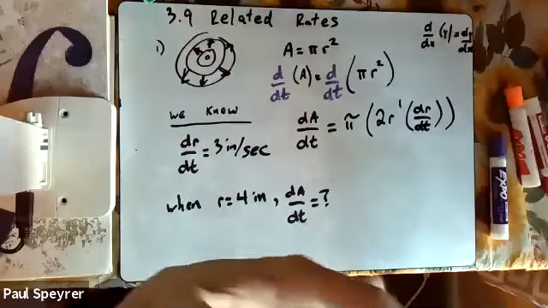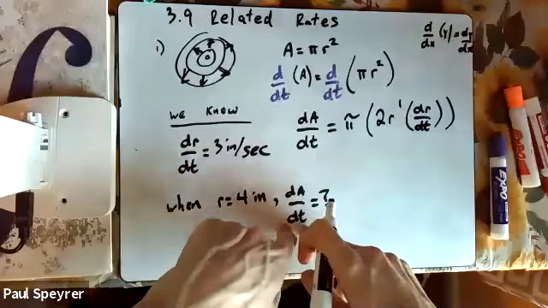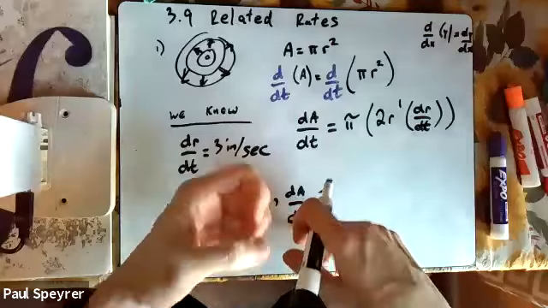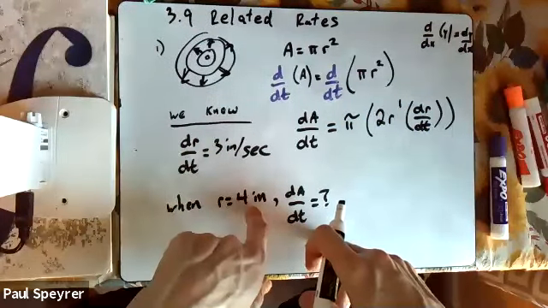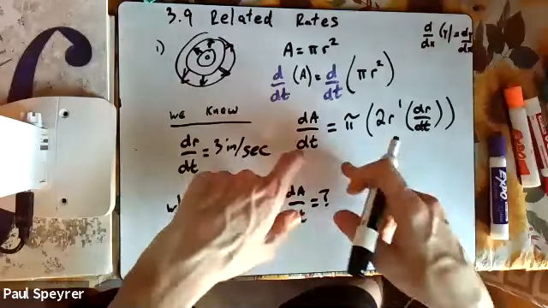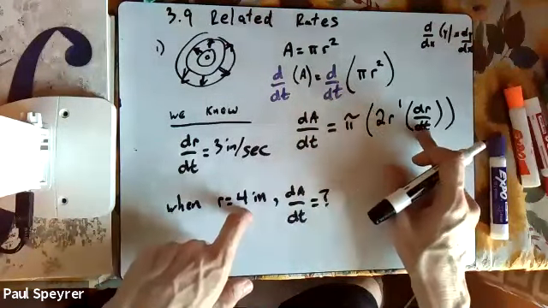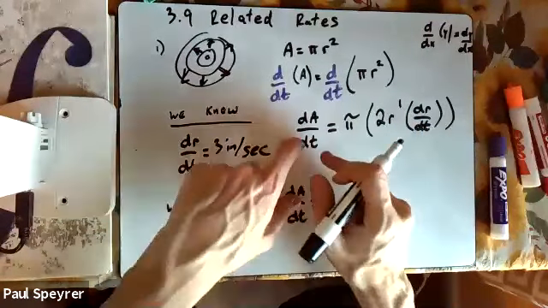So do we have enough information to figure out how fast the area of the circle or the outer ripple is increasing when the radius is equal to 4 inches? We sure do, because look at what we know. We know r equals 4. We know dr/dt equals 3. What are we looking for? dA/dt, right? That's the question mark.